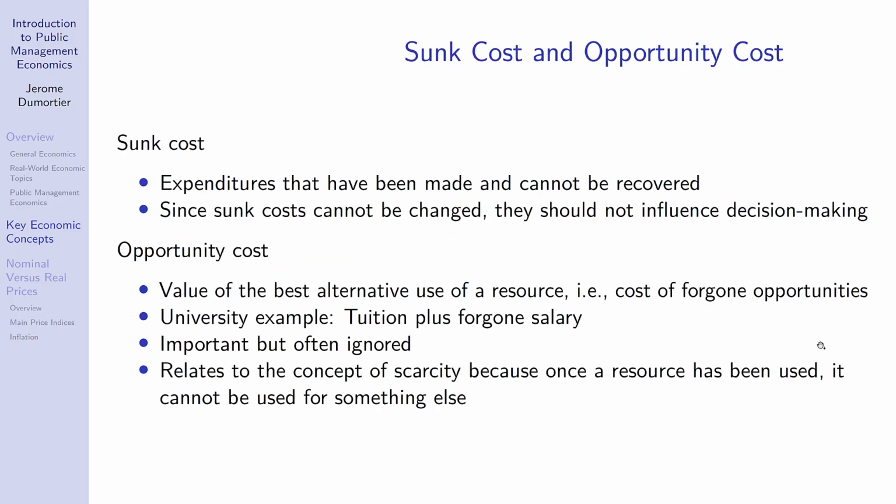Next, we're going to talk about sunk cost and opportunity costs. Now, sunk costs are past expenditures that cannot be recovered. They should never influence future decisions, though people often fall into the sunk cost fallacy. Opportunity cost is the value of the best alternative foregone. A university education costs not only tuition, but also the salary one gives up by not working. Opportunity costs are central because every resource used for one purpose cannot be used for another.